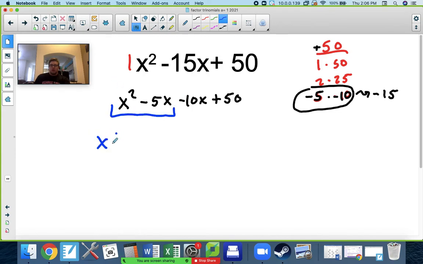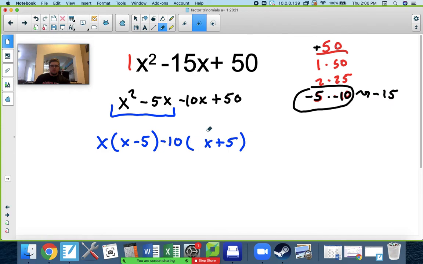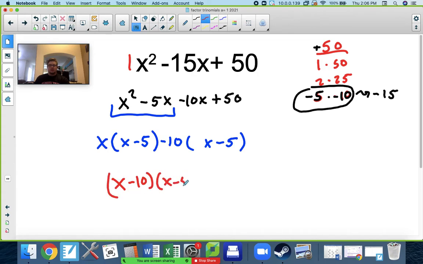We're going to take out that x in the first one. So I need this to become an x minus 5 polynomial. So when I take out 10, that's not enough because now my signs are wrong. So I'm actually going to make sure I take out a negative 10. And that negative 10 switches the signs. Now we have our identical binomials. We have x minus 10, x minus 5.